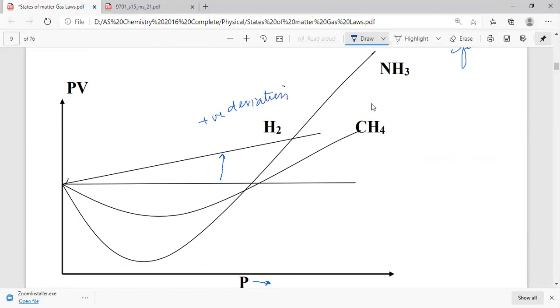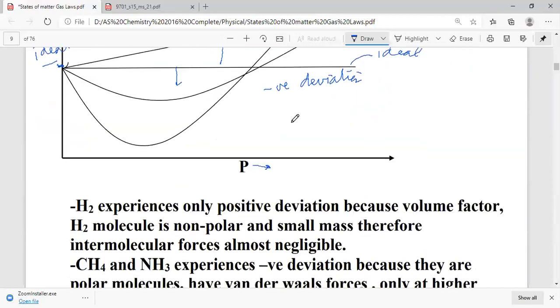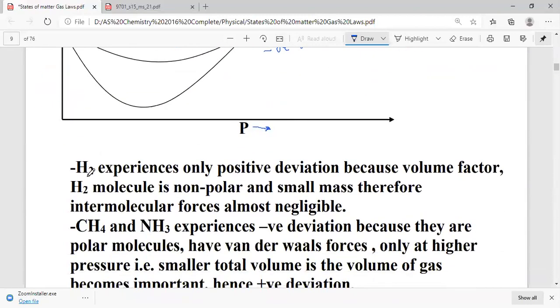Okay? If you go down here, it's called negative deviation. It means the value is less than the ideal. Okay? So the straight line here means ideal. Right? Straight line. So, why is it positive deviation for hydrogen? Okay? So we see hydrogen experiences only the positive deviation because of the volume factor.